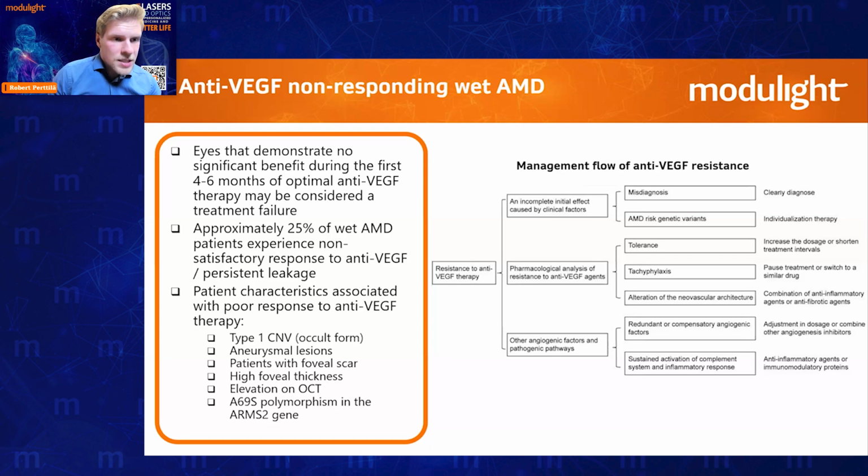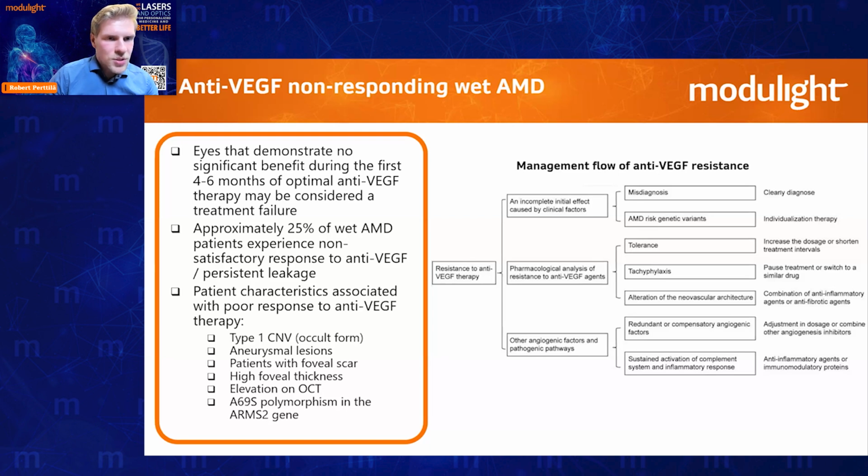Some characteristics associated with poor response to anti-VEGF that clinicians should be looking into are type 1 CNV, meaning the occult form, aneurysmal lesions, patients with foveal scar, high foveal thickness, elevation on OCT, as well as the polymorphism in the ARMS2 gene.